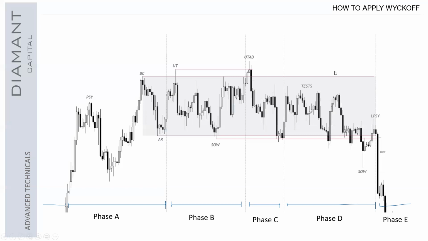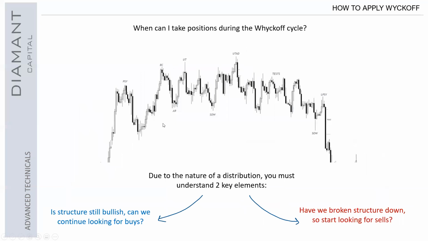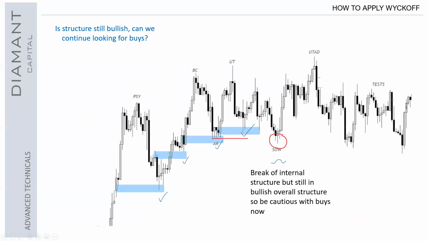Then you've got the tests in phase D. Now this is the phase that we want to be getting into. That's the phase that we're looking for entries. So when can I take positions during the Wyckoff cycle? Due to the nature of a distribution, you must understand two key elements. Is structure still bullish? Can we continue looking for buys? Or have we broken structure down, so start looking for sells? That's exactly what we start seeing here.